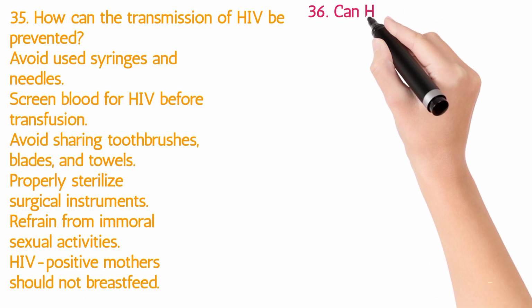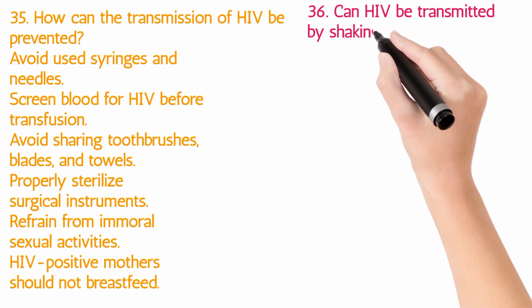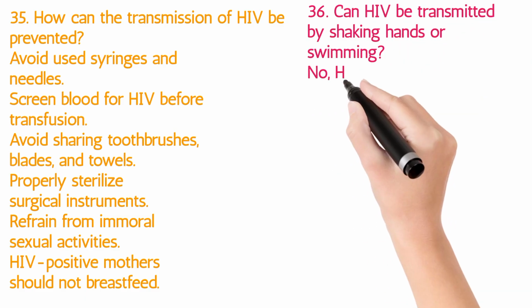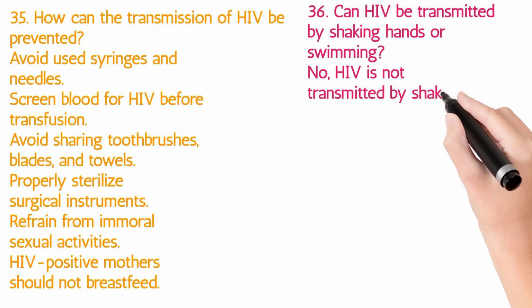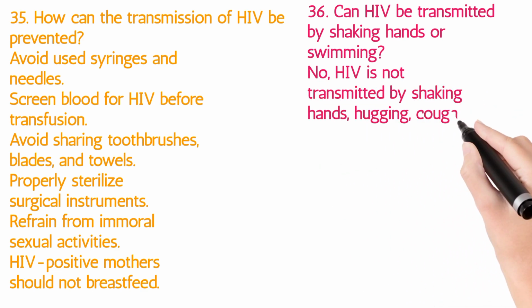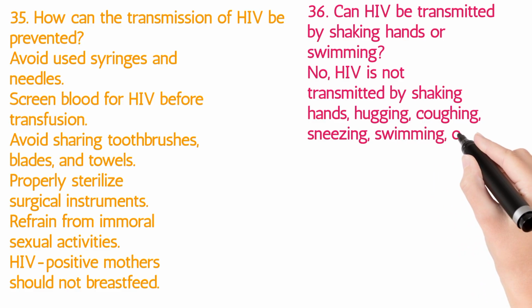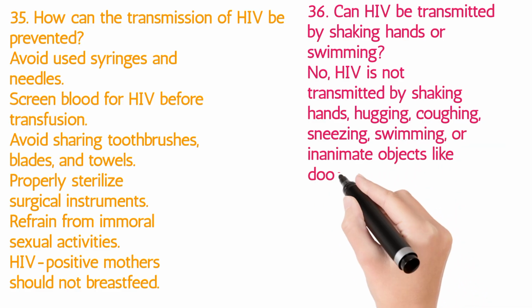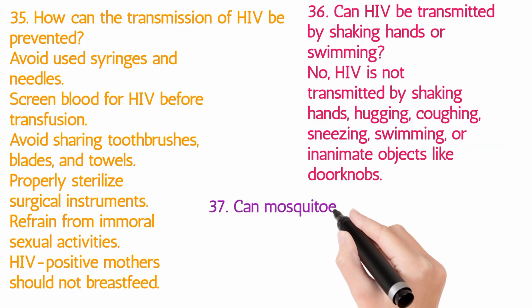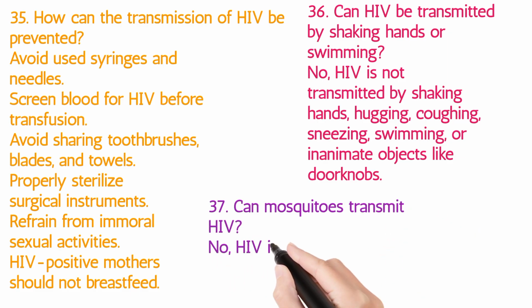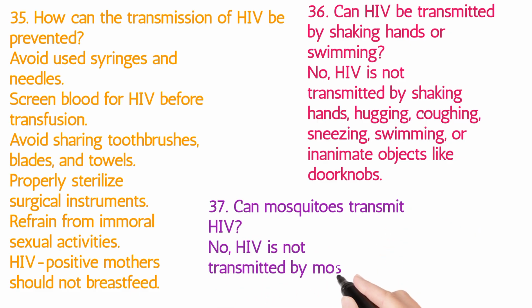36. Can HIV be transmitted by shaking hands or swimming? No. HIV is not transmitted by shaking hands, hugging, coughing, sneezing, swimming, or inanimate objects like doorknobs. 37. Can mosquitoes transmit HIV? No. HIV is not transmitted by mosquitoes or other insects.